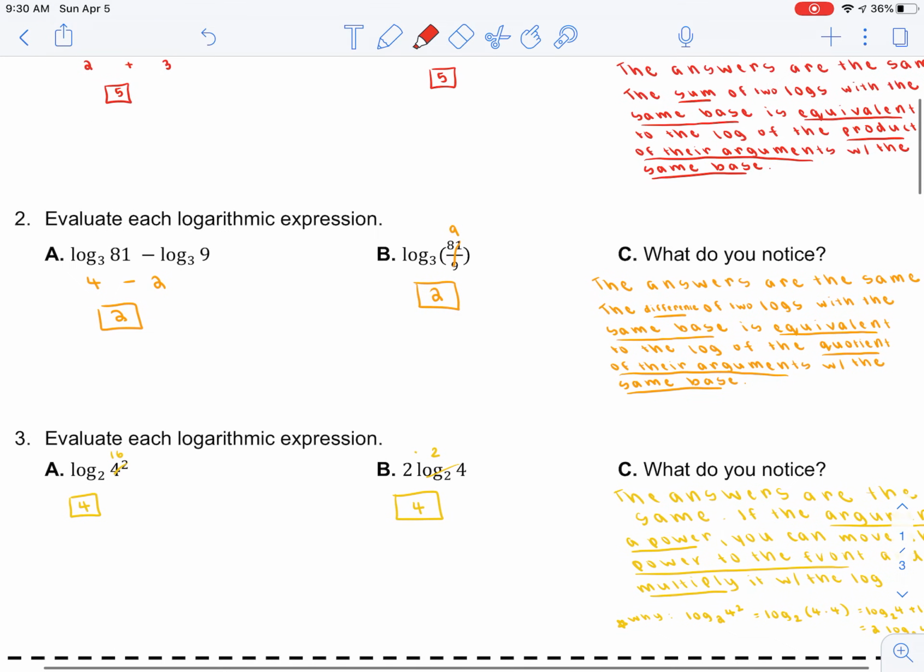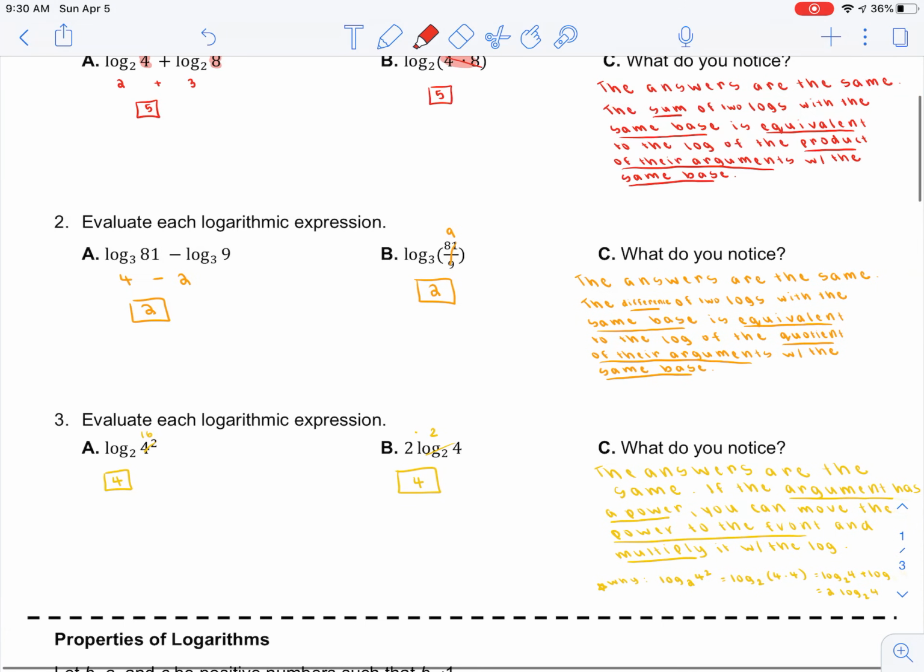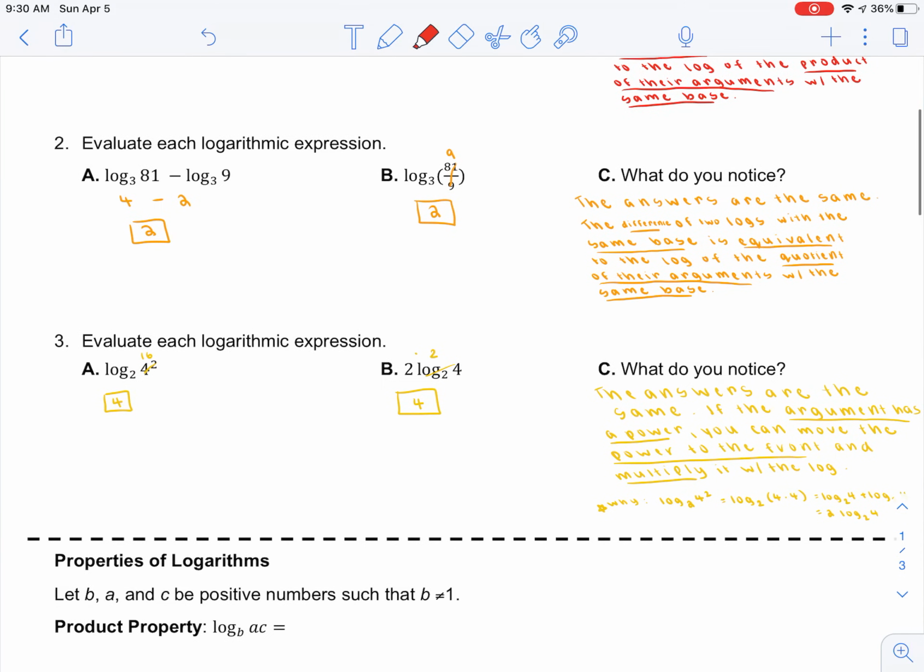The difference of two logs with the same base is equivalent to the log of the quotient of their arguments with the same base. And then finally, I had you look at question 3, where if you evaluated 4 squared, you would have gotten 16. 2 to what power is 16, you got 4. Or if you did part B, you could have done log base 2 of 4 is 2, multiply that with 2 and got a 4 and saw that those answers are the same.